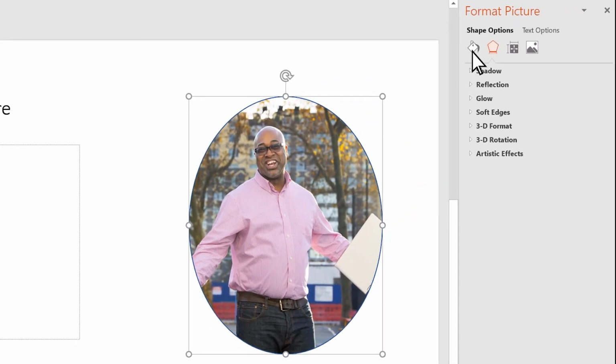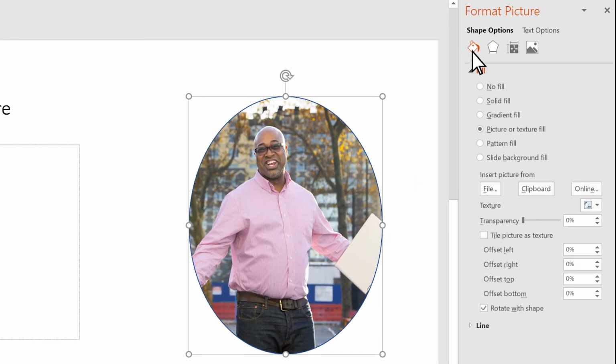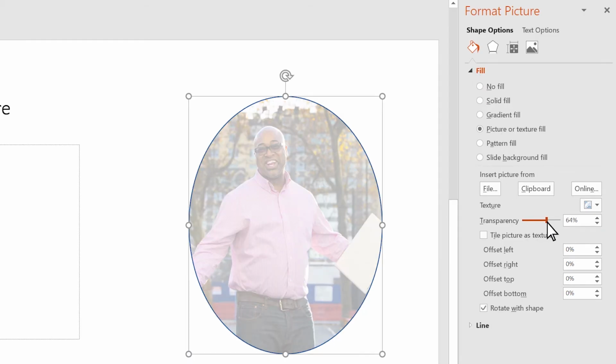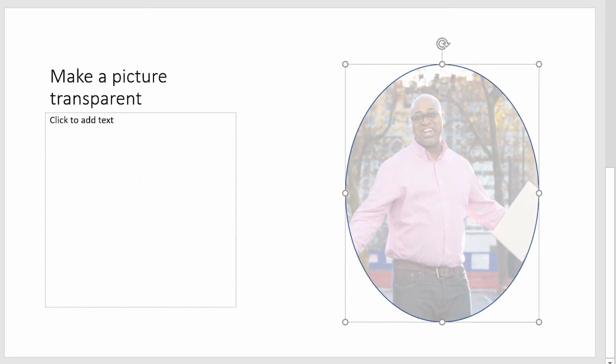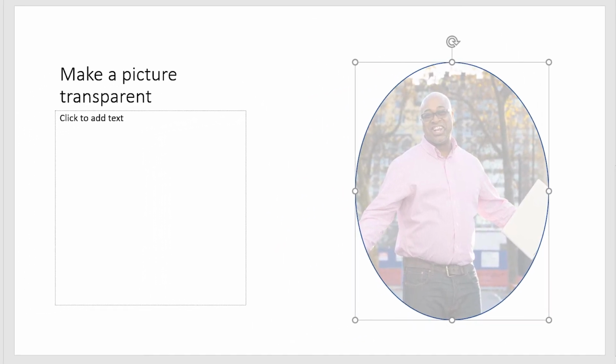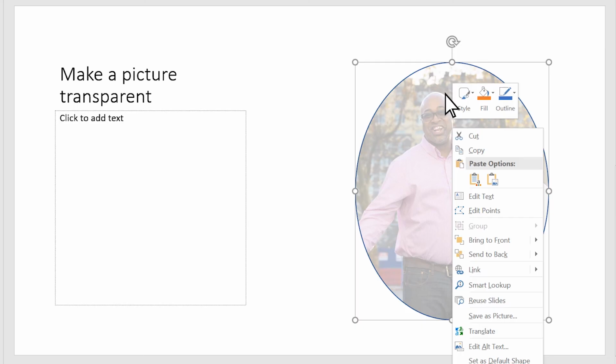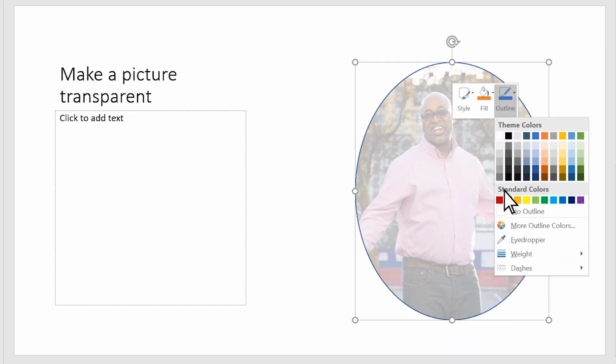Select the first icon under Shape Options to see the fill controls. Then, drag the transparency slider to get the degree of transparency you want. You can optionally remove the outline from the shape by right-clicking on the shape. Select Outline, No Outline.